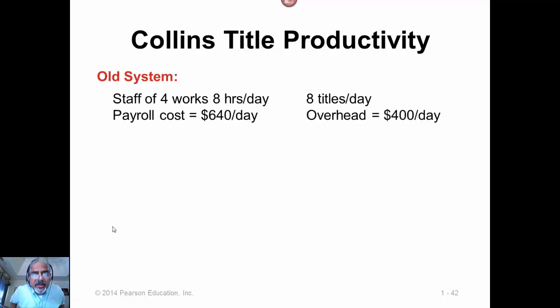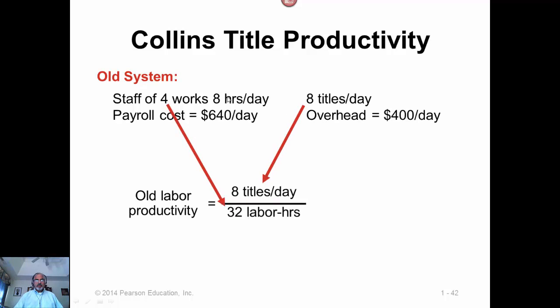So let's look at another example. Suppose we have a title company that has 4 workers working 8 hours a day, and the payroll cost is $640 a day. They have overhead of $400, and they produce 8 titles a day. So that's your current system. Our labor productivity will be 8 titles as the output, and 4 workers working 8 hours a day as the input. So we have 8 output and 32 hours of labor, which gives us 0.25 titles per labor hour.